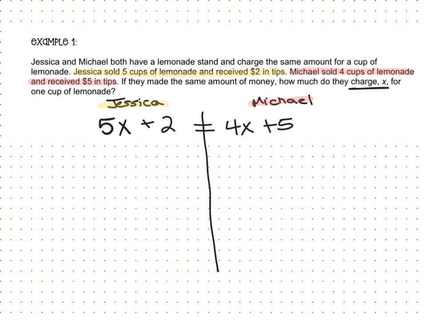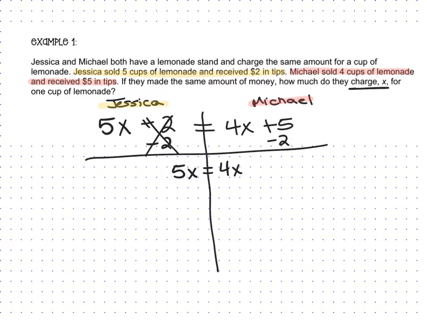So now I have my equation. On the left, I have Jessica's information. On the right, I have Michael's. And now that I have my equation, I can solve it just like we've been solving in the previous video instructions and the previous activities. So I'm going to start by taking away 2 on both sides. That's going to leave me with 5x, because this crosses out, is equal to 4x plus 3. Then I'm going to take away 4 x's on both sides. That's going to leave me with 1x is equal to positive 3, or x is equal to positive 3.